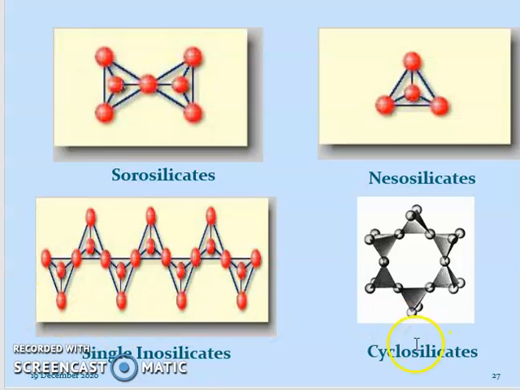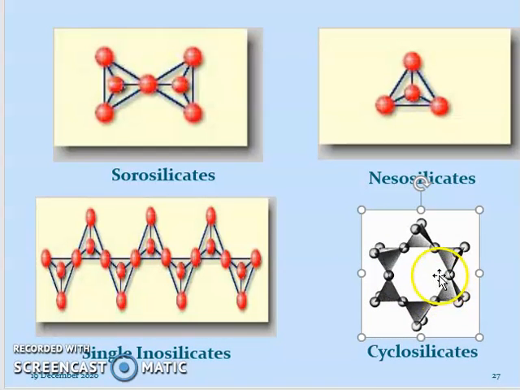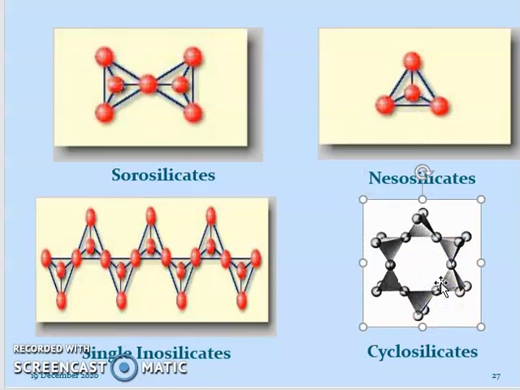The second type of silicate found in nature is cyclosilicate. Here in cyclosilicate you can find 3 or more silicates forming a cycle. The cycle here contains 6 silicon ions.